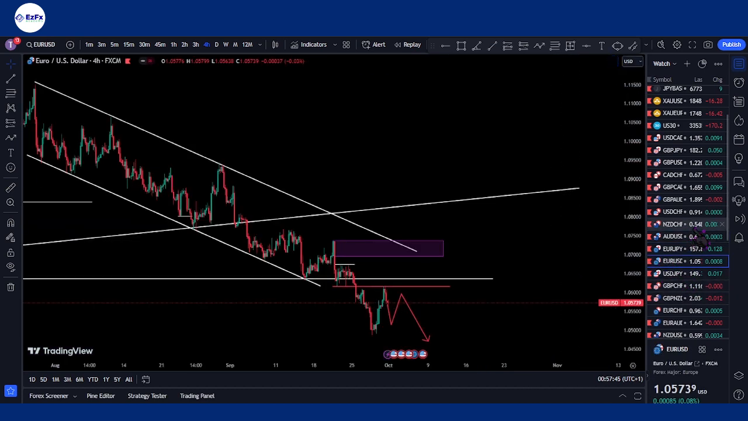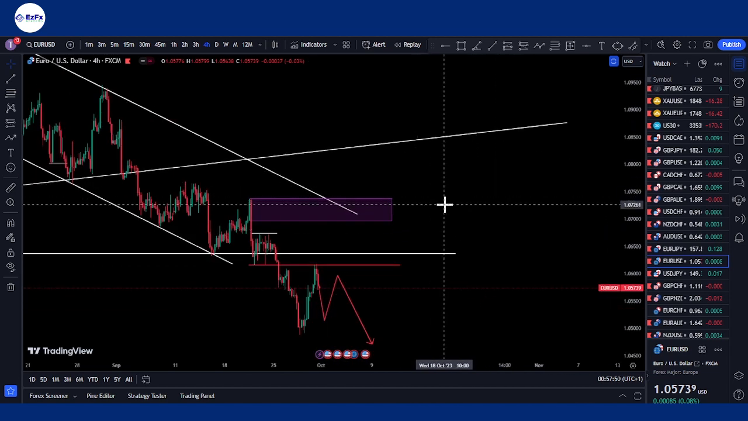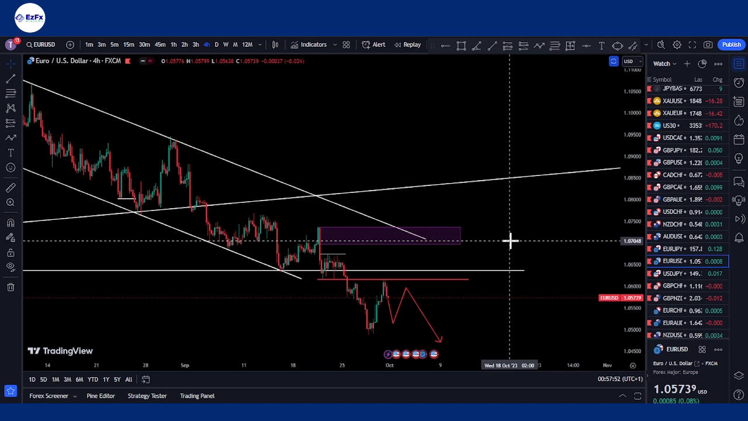Next up, let's look into Euro USD. Just remembering that we've not done that, and that's one of the most popular currency pairs. So Euro USD quickly.